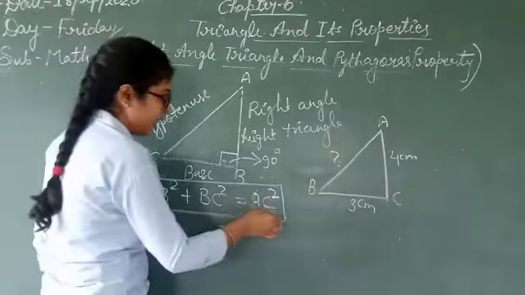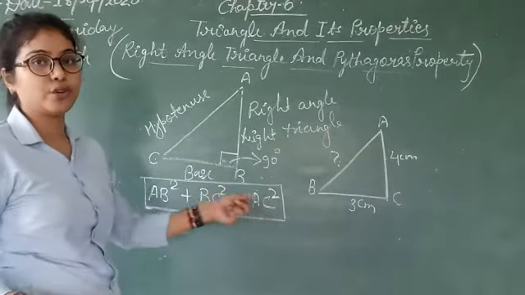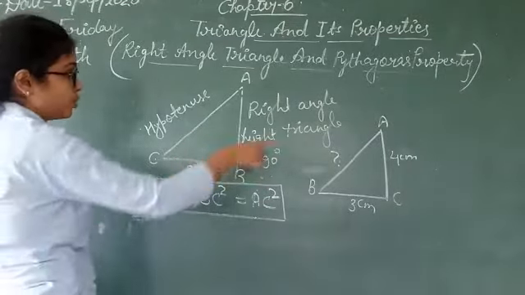So we will write AB square plus BC square is equal to AC square. We will write the formula first. Now what will we do? We will put the values.